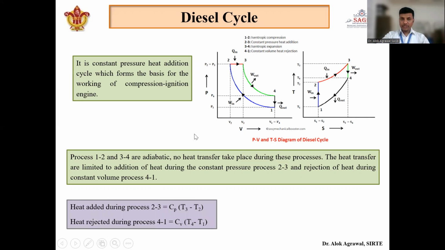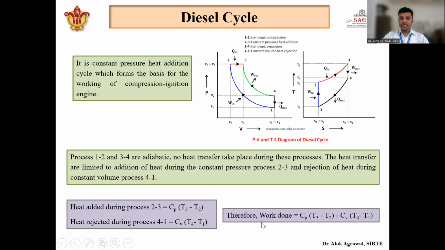Again, for calculating the efficiency, we have to know the amount of heat added during process 2 to 3, which is given by Cp (T3 minus T2). Here, the heat is added at constant pressure, so we have to take the specific heat at constant pressure. Again, heat is rejected at constant volume. We can write it as Cv (T4 minus T1). So, what will be the net work output? It will be heat added minus heat rejected. So, the work done will be written as Cp (T3 minus T2) minus Cv (T4 minus T1).